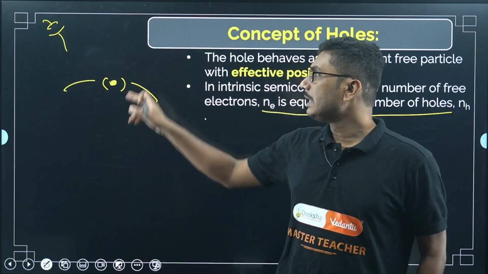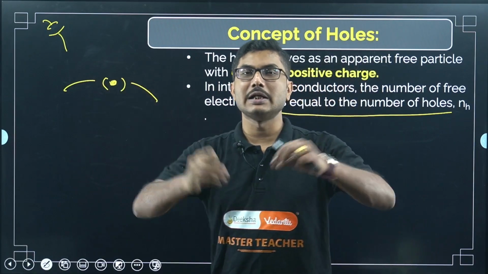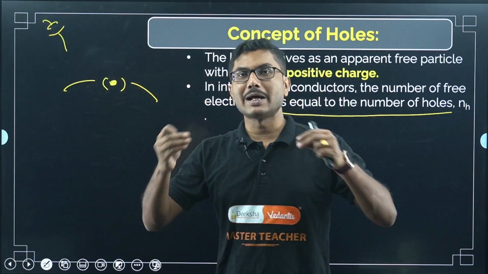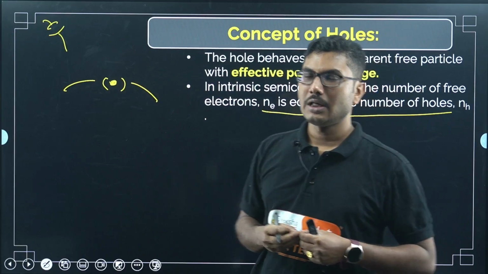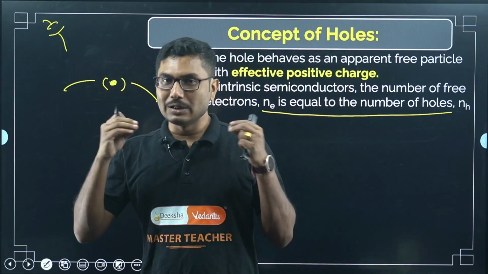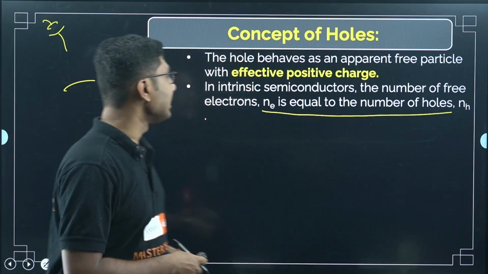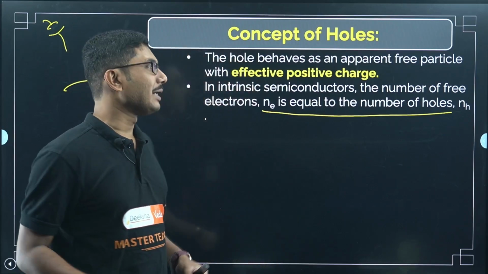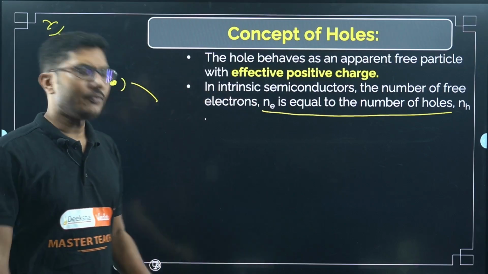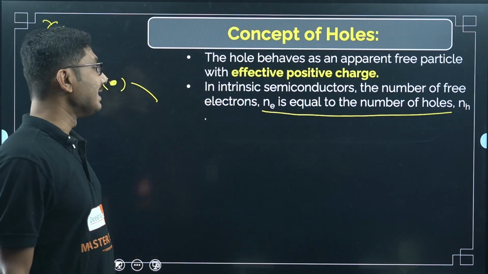So how many electrons are being freed? Suppose 10 electrons are being freed from the bonds, somewhere throughout the crystal. So if there are 10 free electrons, those electrons coming out of the bond, right? So there should be an equal amount, 10 holes, right? So inside an intrinsic semiconductor, the number of holes should be equal to the number of free electrons. This is for intrinsic semiconductor.